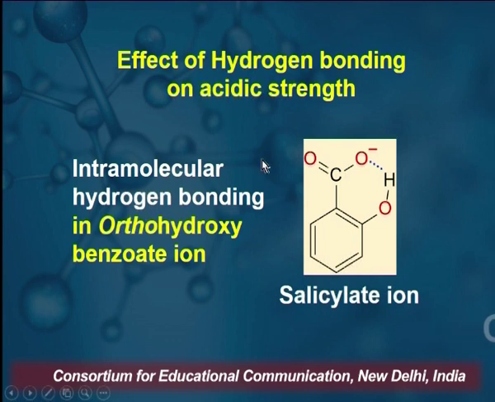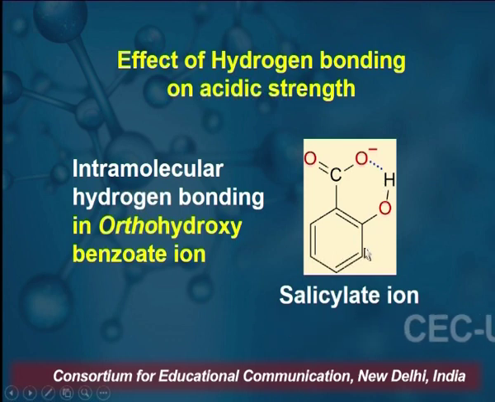Now, this can be explained here: orthohydroxybenzoic acid will result in the formation of orthohydroxybenzoate ion. As you all know, orthohydroxybenzoic acid is also known as salicylic acid. So, salicylic acid will result in the formation of a salicylate ion. Now, the acidic strength of any carboxylic acid is dependent on the stability of the carboxylate ion.